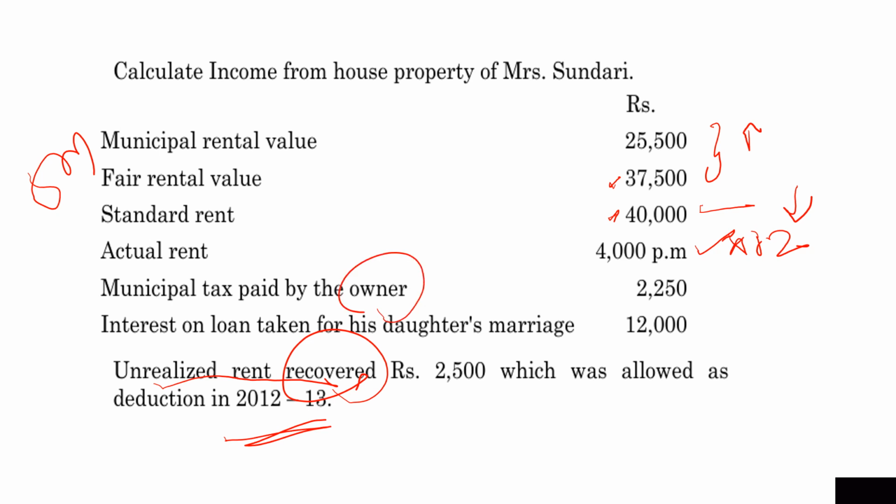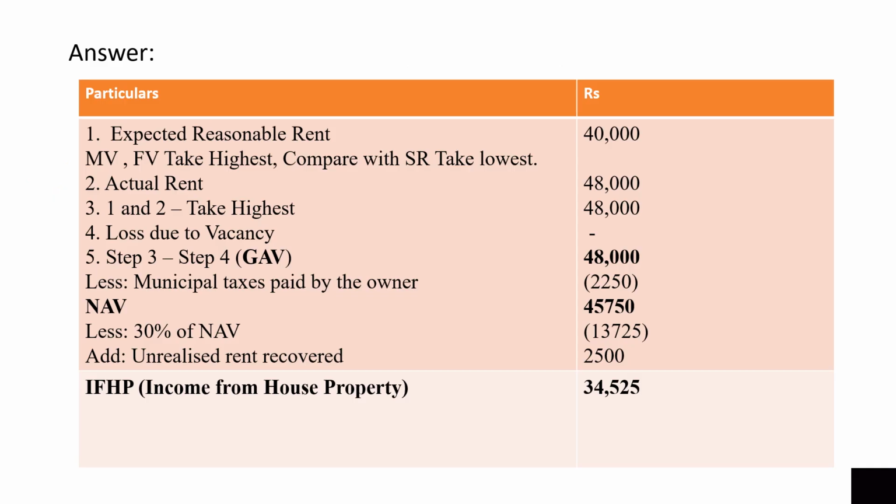Municipal tax paid by the owner is deductible, whereas tenant pay பண்ணிருந்தாங்கன்னா ignore it. Interest on loan taken for daughter's marriage, this you can simply ignore because this is not related to house property. ஒரு ஹெட் என்ன வருமோ அதை மட்டும் தான் நம்ம டாக்ஸ் பண்ணணும். இது வந்து ஹவுஸ் ப்ராப்பர்ட்டிக்குள்ள வராது. So you can simply ignore that amount. So MV, FV take highest, compare with standard rent and take lowest. Then I think this value I made error, you just check it, no change agadu.